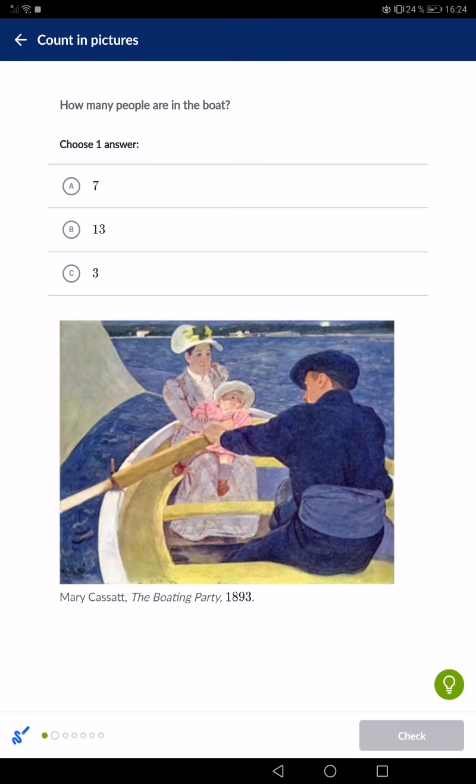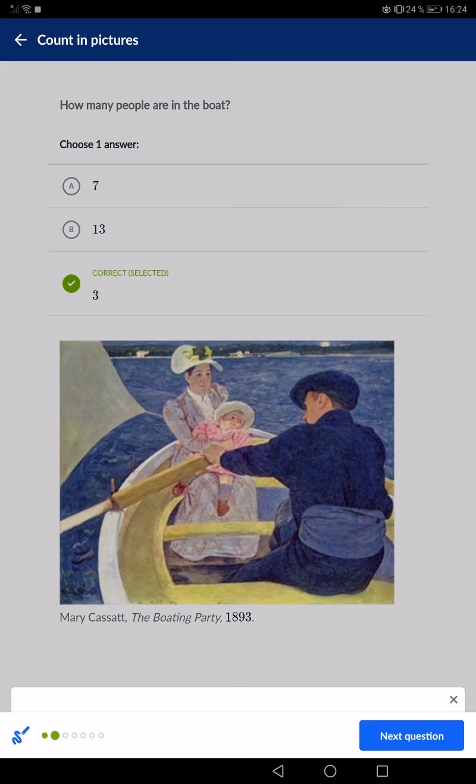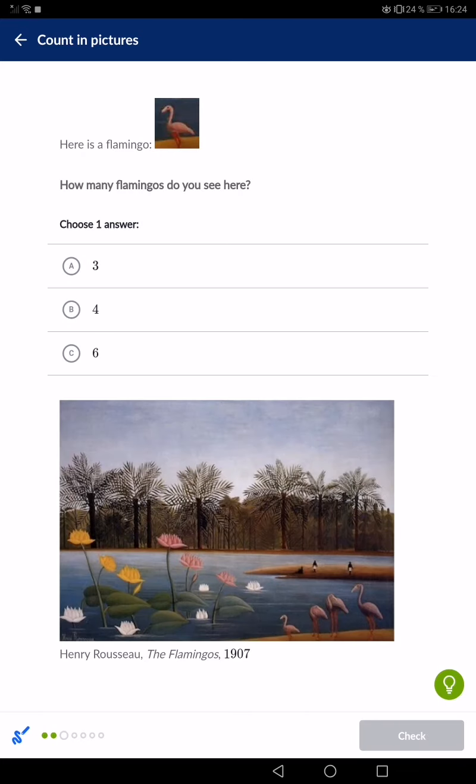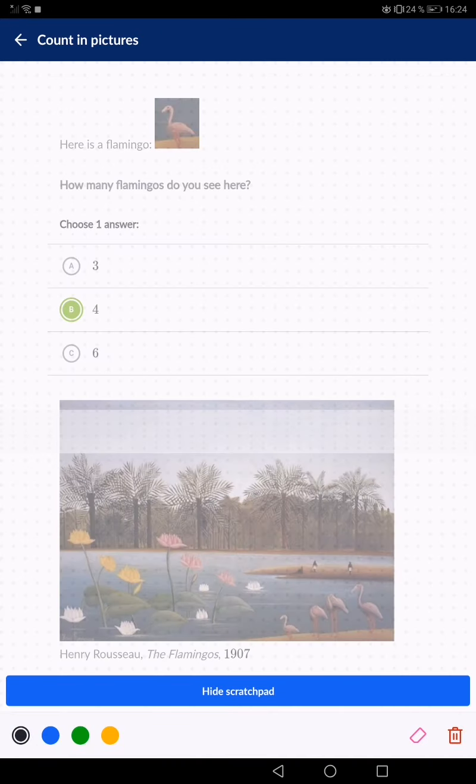Okay, how many people on the boat? 3. So what is it? What are we doing here, right? What's the mental process? Here's a flamingo. We basically look for an object, and how often do we find this same object? 1 plus 1 plus 1 plus 1, right?